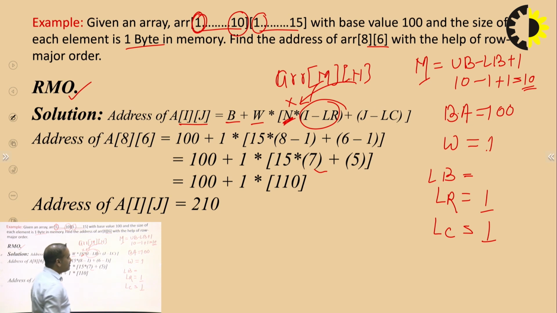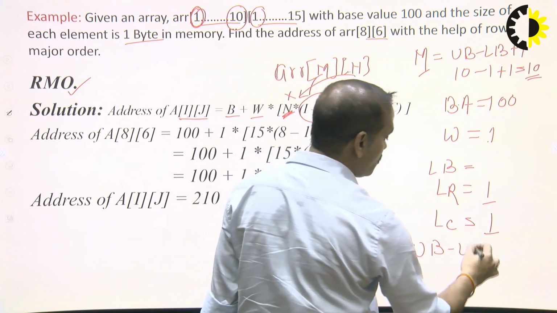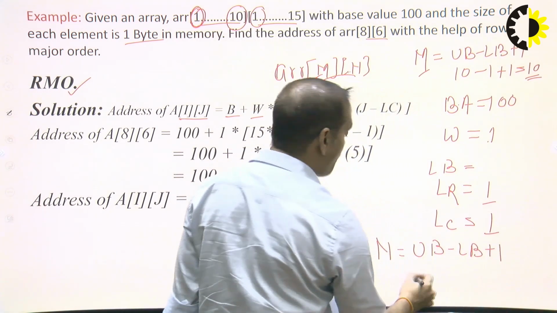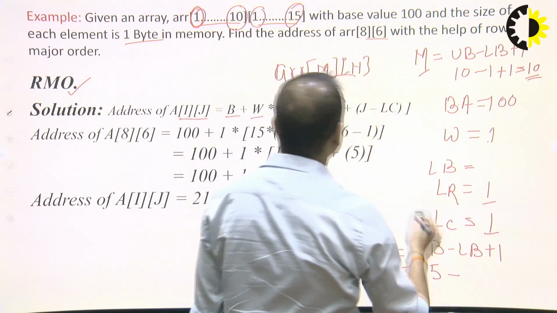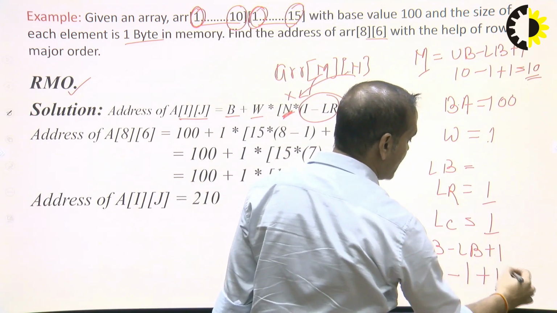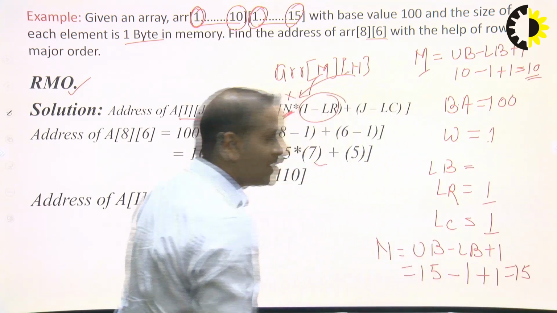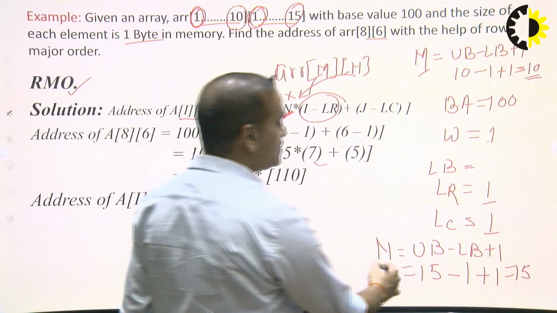In the same way, we calculate the value of N, that is the number of columns. N equals upper bound minus lower bound plus 1. The upper bound of column is 15. We put here 15 minus lower bound of column, which is 1, plus 1, and this gives 15. The value of M is 10 and the value of N is 15.